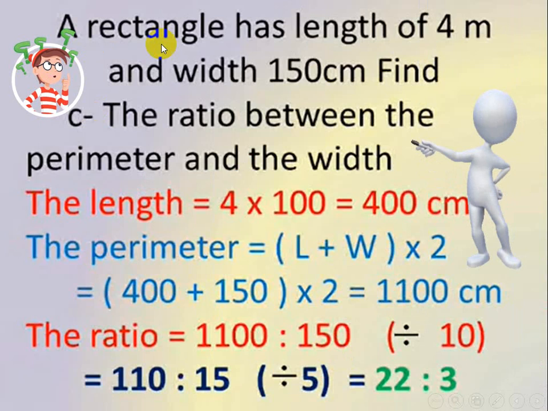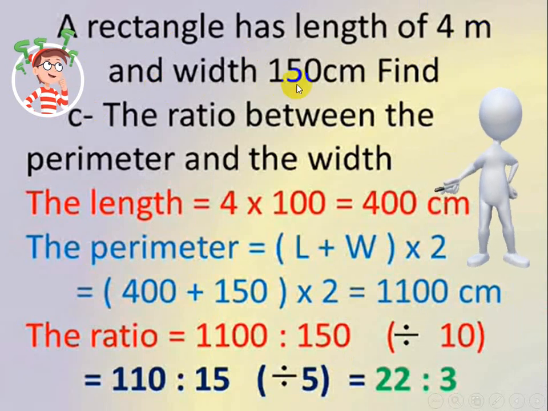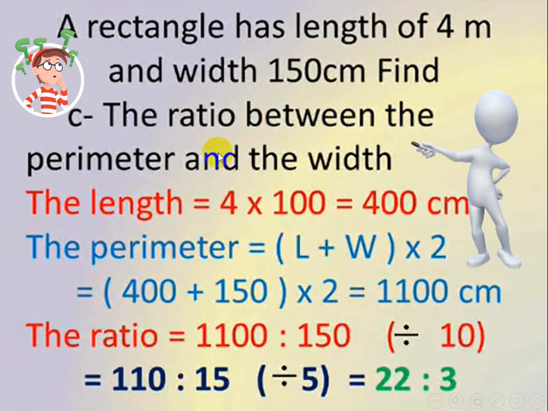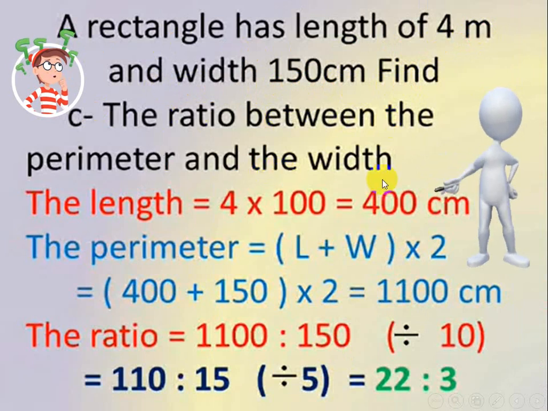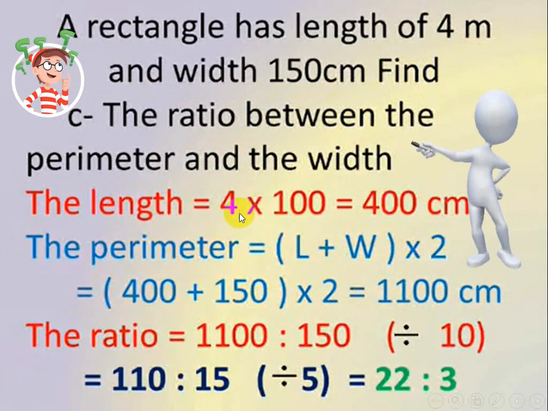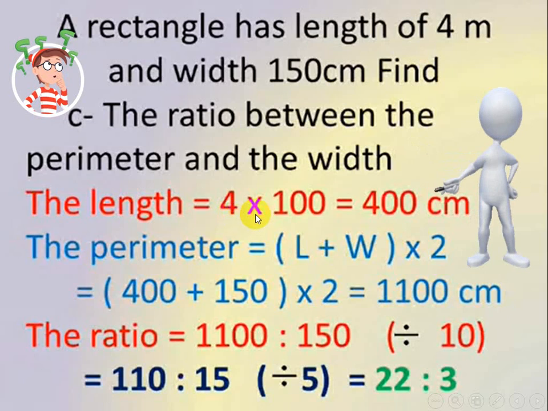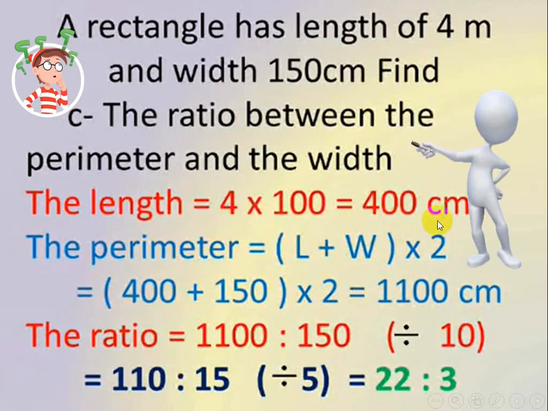A rectangle has length of 4 meters and width 150 centimeters. Find the ratio between the perimeter of the rectangle and the width. The length of rectangle is 4 meters. I'll convert it into centimeters. So I'll multiply by 100. 4 times 100 equals 400 centimeters.